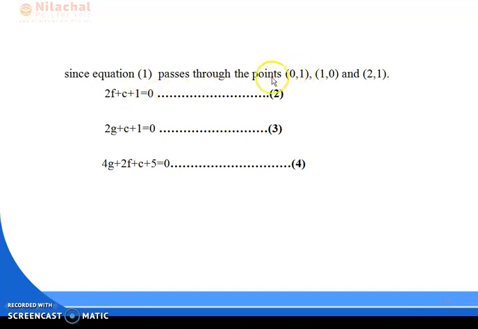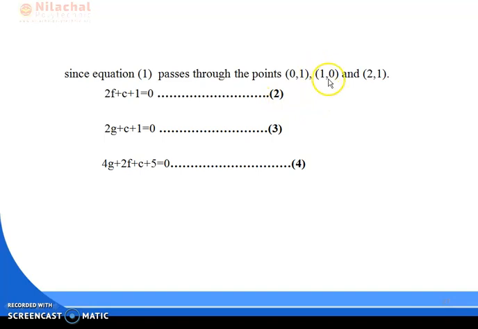Instead of x, we put down 0. Instead of y, put down 1 in equation number 1. Instead of x, you put down 0, and instead of y, if you put down 1, then what do we get from equation number 1? 2f plus c plus 1 equals 0. Let this be equation number 2.